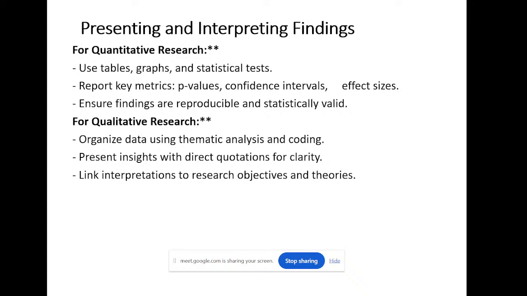And then, of course, you have to present insights with direct quotations for clarity. So always make sure that whatever you find is related to your objectives and related to the topic at hand. And always make sure that the statistics or data that you present in a qualitative research are aligned with what you're trying to find and answer your 3, 4, or 5 questions that your research proposes to find. And then, of course, most importantly, you have to link interpretations to research objectives and theories.